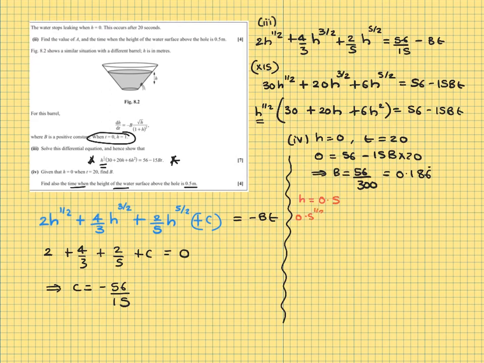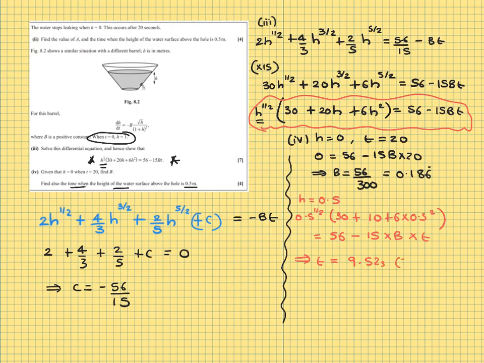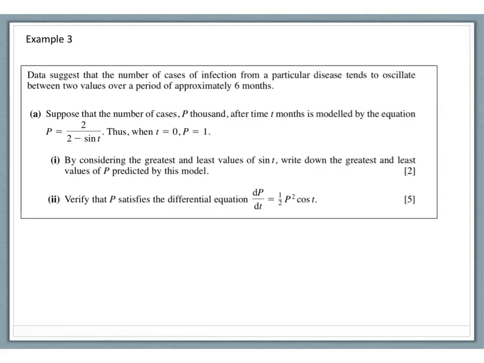So 0.5 to the half multiplied by 30 plus 20 times 0.5, which is 10. Remember, I'm substituting into this result up over here. Plus 6 multiplied by 0.5 squared, and that is equal to 56, subtract 15, multiplied by b, multiplied by t. So this really just involves some simple rearrangement to find the value of t, which then gives us t equals 9.52 seconds to 3 significant figures.